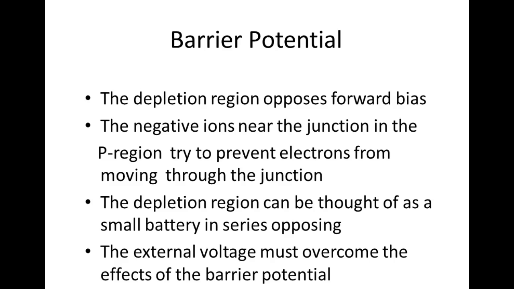The depletion region opposes forward bias. The negative ions near the junction in the P region try to prevent the electrons from moving. But as soon as we exceed that barrier voltage, as soon as the external voltage overcomes that barrier voltage, this sucker just avalanches. But it always drops at 7/10 of a volt.